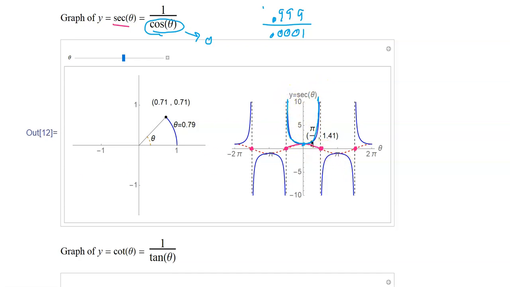On the other hand, over here, where the cosine function is negative, like from pi over 2 to 3/2 pi, the secant function will be negative because you're looking at 1 divided by a negative number now, and that will be negative. So the secant function looks like this. And so on for other parts of the secant function.